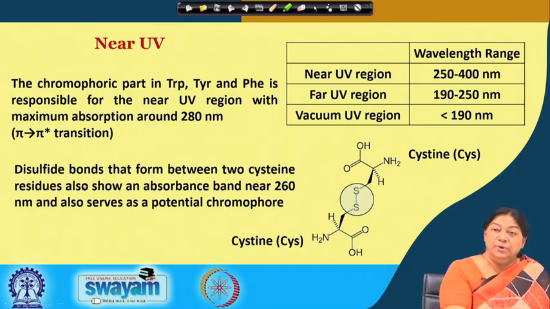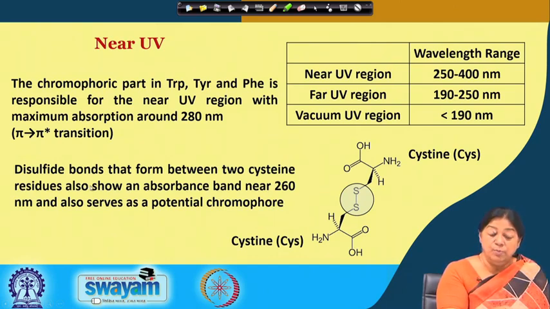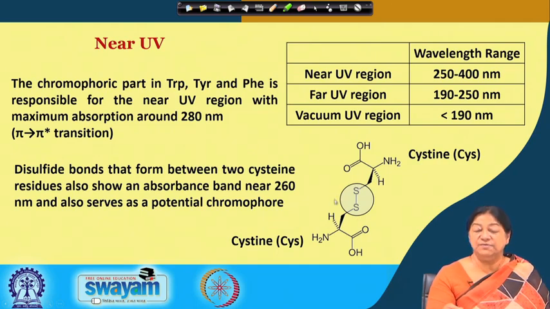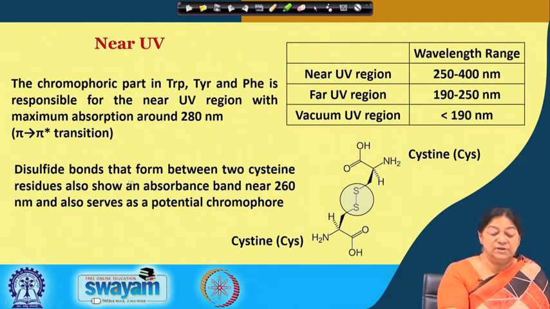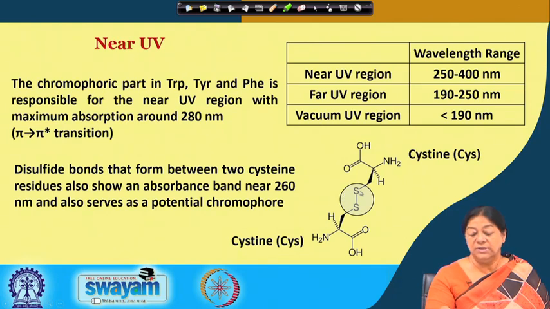Another potential chromophoric component is the disulfide linkage between two cysteine residues. So, the disulfide bonds that form between two cysteine residues are shown. This is called a cysteine.